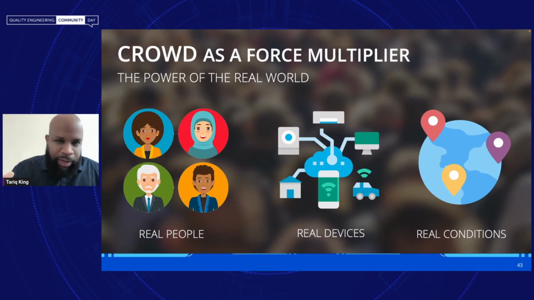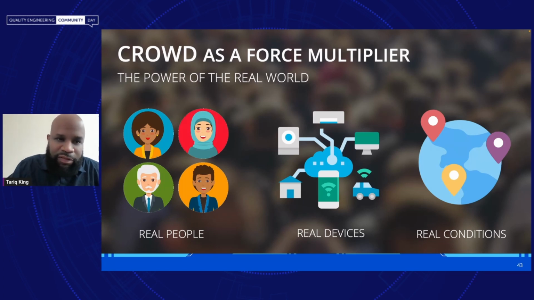which could be of diverse ethnicities, maybe they live in many different places and practice different cultures, right? They also have real devices in their homes, right? So being able to connect now to the kind of coverage that we need from a testing perspective once software is released into the wild. And then real conditions, right? Whether that be geolocations or some other aspect. This crowd is a core aspect of being able to multiply the efforts, right?